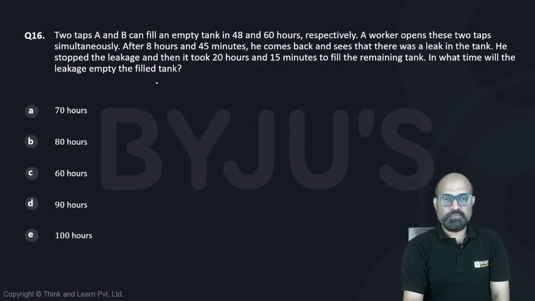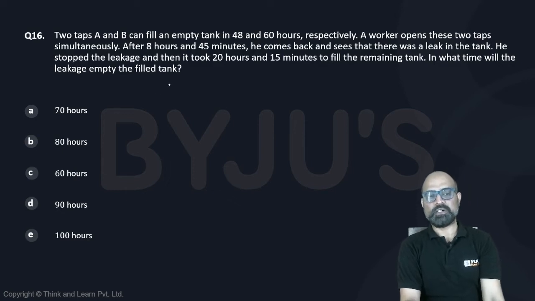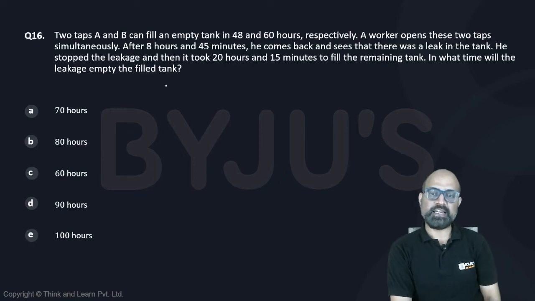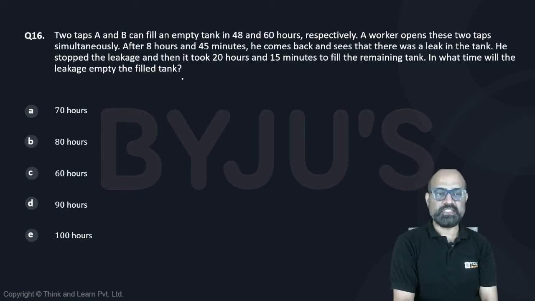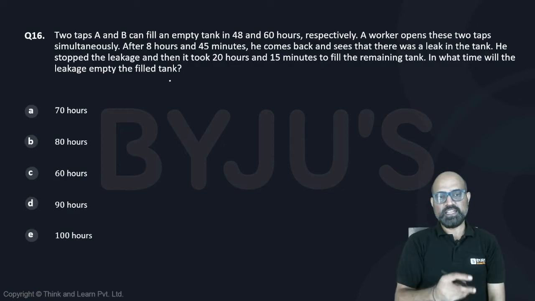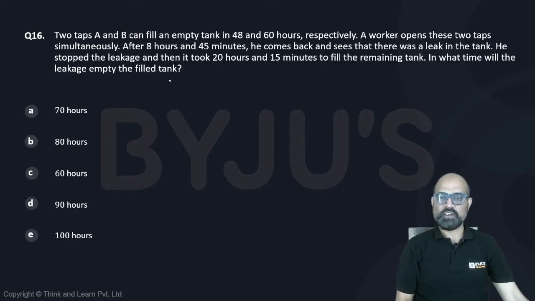Two taps A and B can fill an empty tank in 48 and 60 hours respectively. A worker opens these two taps simultaneously. After 8 hours and 45 minutes, he comes back and sees that there was a leak in the tank. He stopped the leakage and then it took 20 hours and 15 minutes to fill the remaining tank. In what time will the leakage empty the full tank?